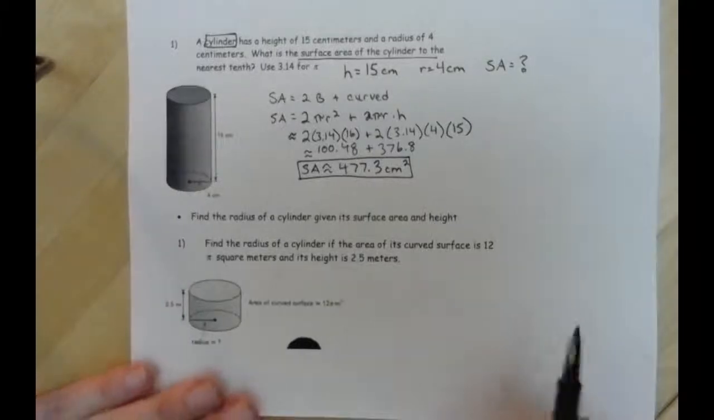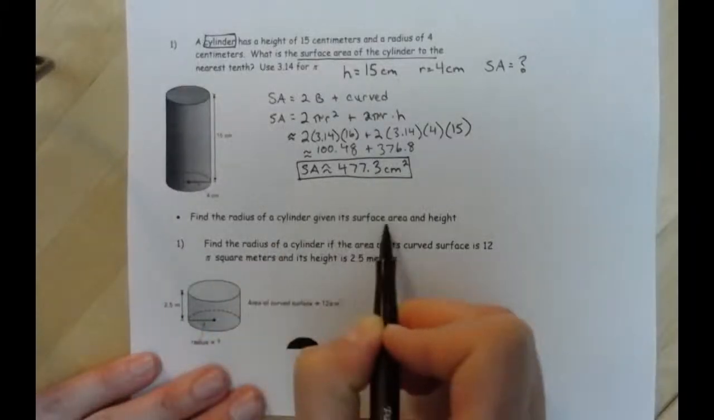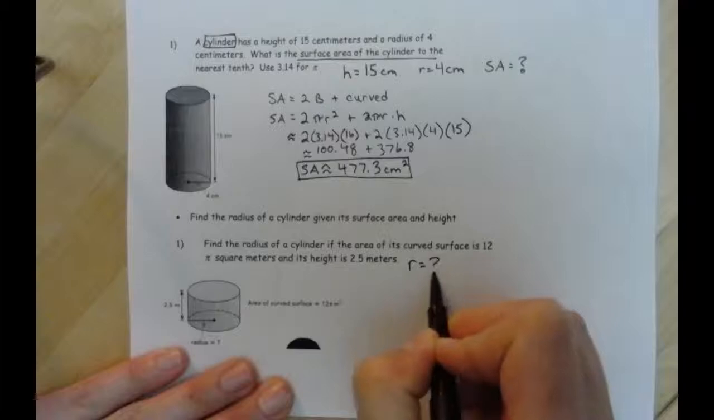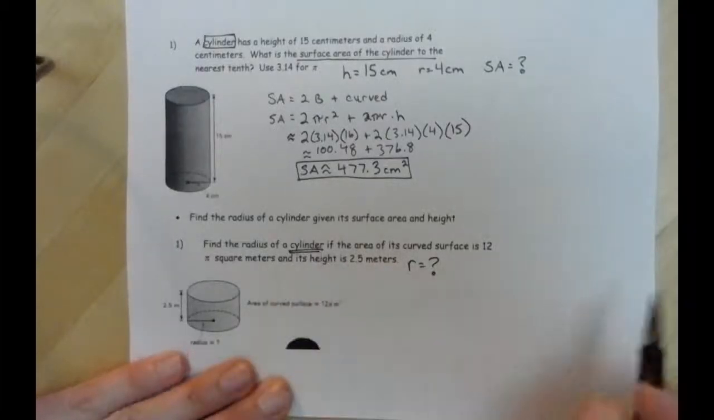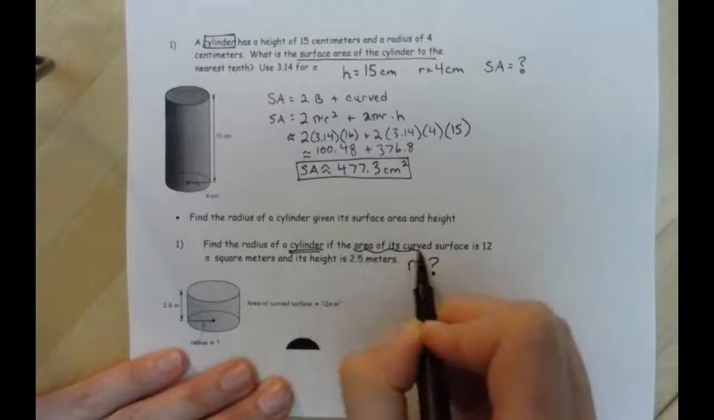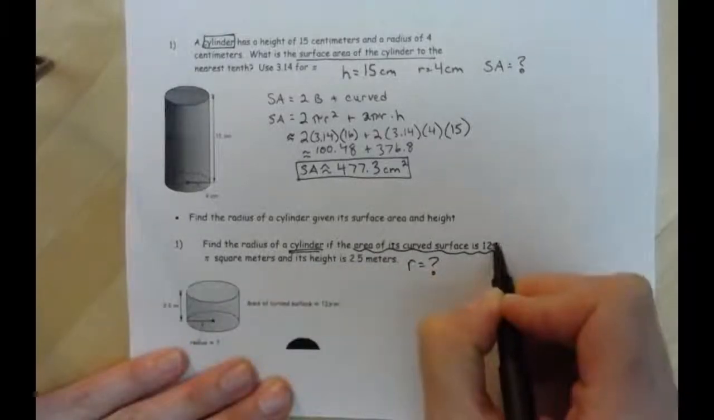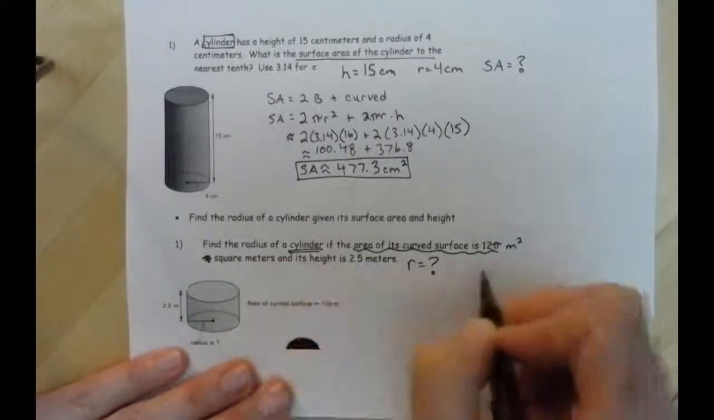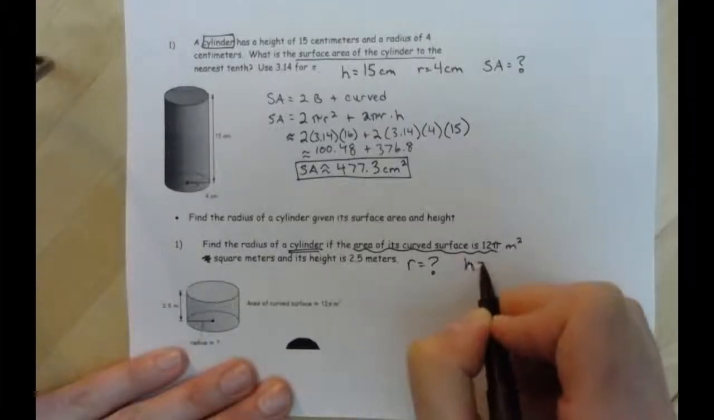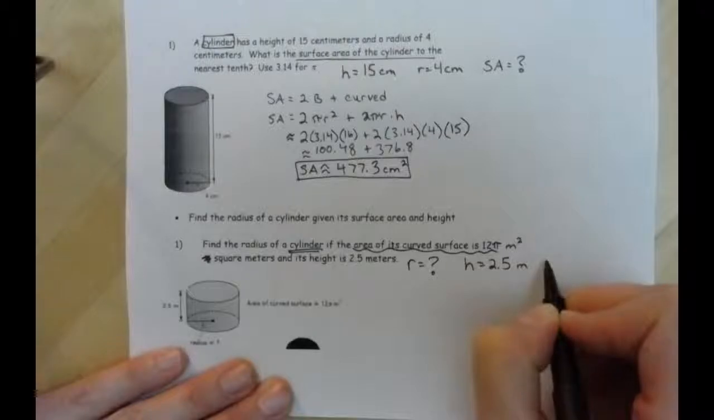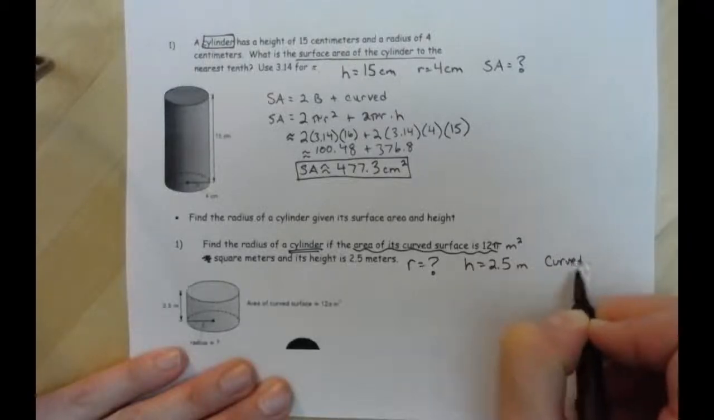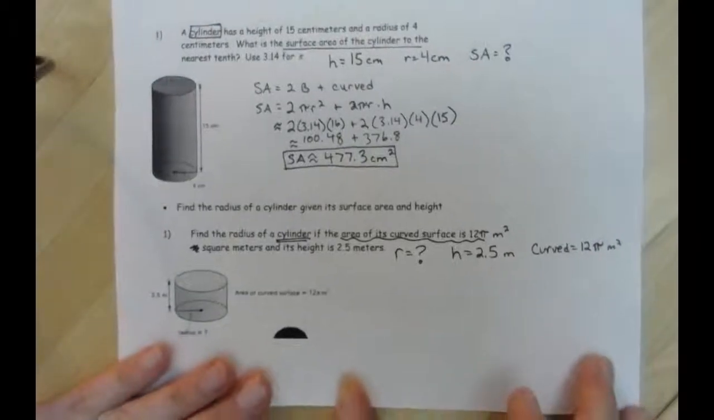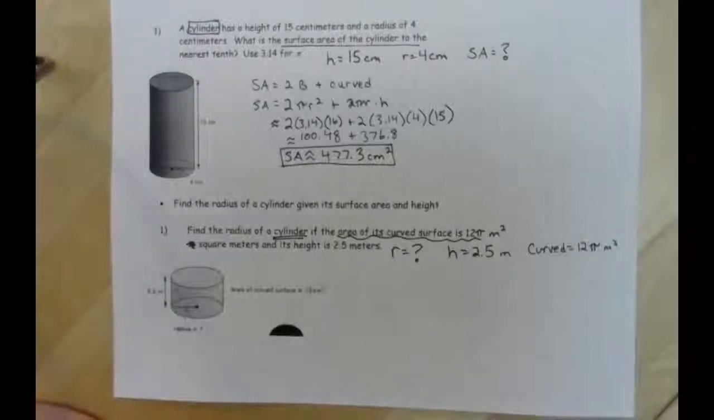Last question for this lesson. We're going to find the radius given the surface area and the height. Okay. So find the radius of a cylinder. If the area of its curved surface is 12 pi square meters, I'm going to write that up here. So that would be meters squared is our units. And its height is 2.5 meters. Curved surface, 12 pi meters squared. So they don't tell us the whole surface area, they just tell us the curved surface.